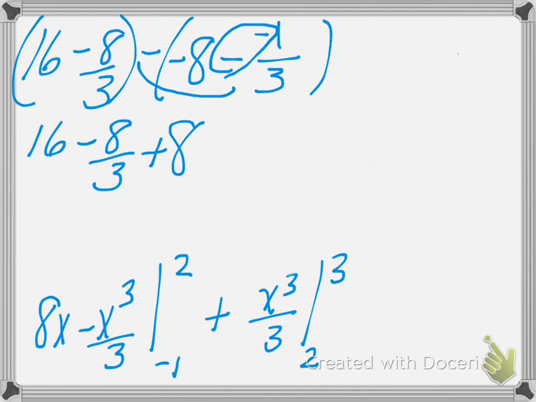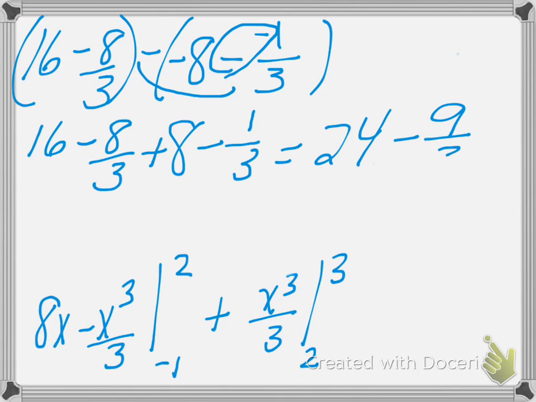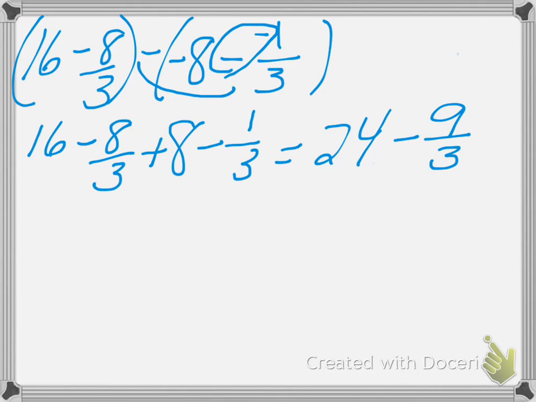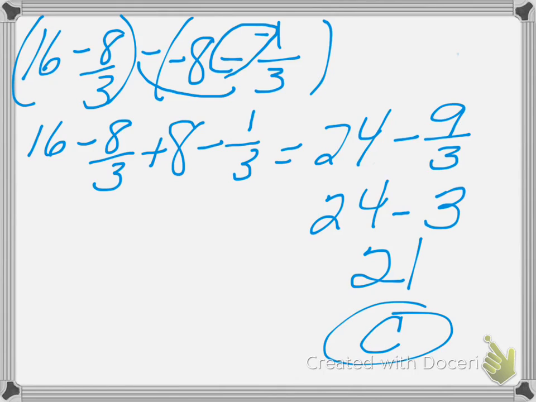When I distribute the negative times a positive, wait, what happened to my 8? A negative and a positive is going to be negative 1/3. 16 plus 8 is 24. A negative 8 over 3 minus 1 over 3 is a negative 9 over 3. So that is going to give us 24 minus 3, and that gives us 21. So the answer would have to be C, because it's saying it's a number between 16 and 24.